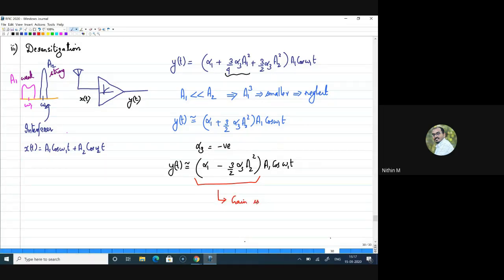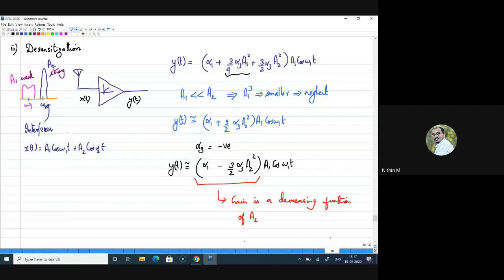Now I can see that this gain is actually a decreasing function of A2, right? So by looking at the fundamental gain part, if A2 increases, your gain is going to decrease. The effective gain available for the fundamental signal is going to decrease. That is why I stated here that gain is a decreasing function of A2.